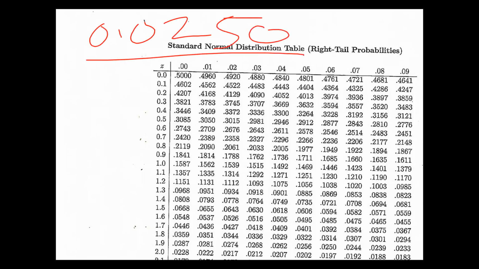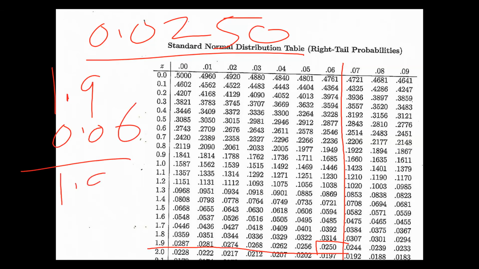Where can we find it? Which line, which row? 0.6. This row? No, the top one is 0.6. 0.6 and 1.9. Yes. Good. So you have 1.9 and 0.06, so that you have 1.96.